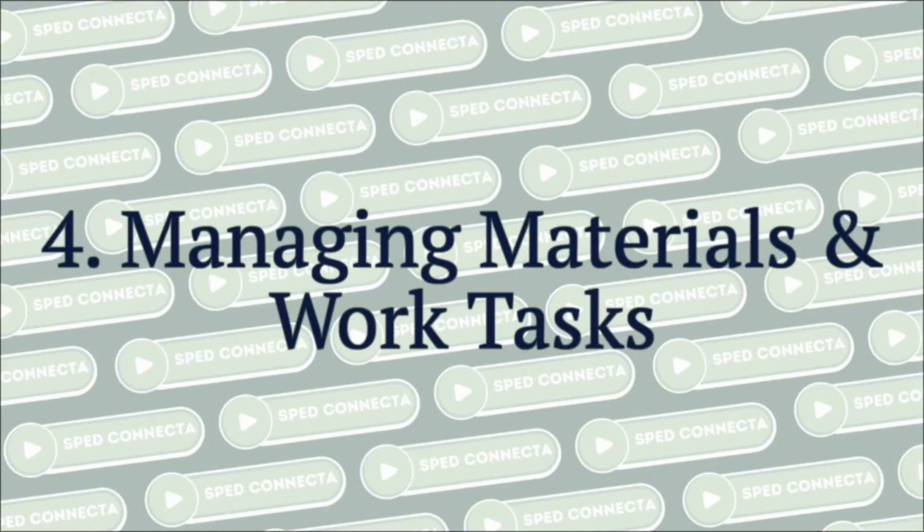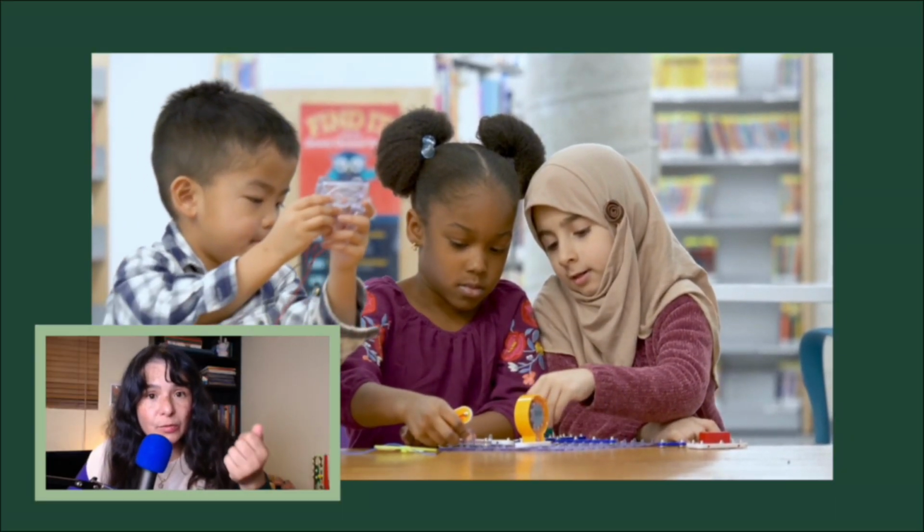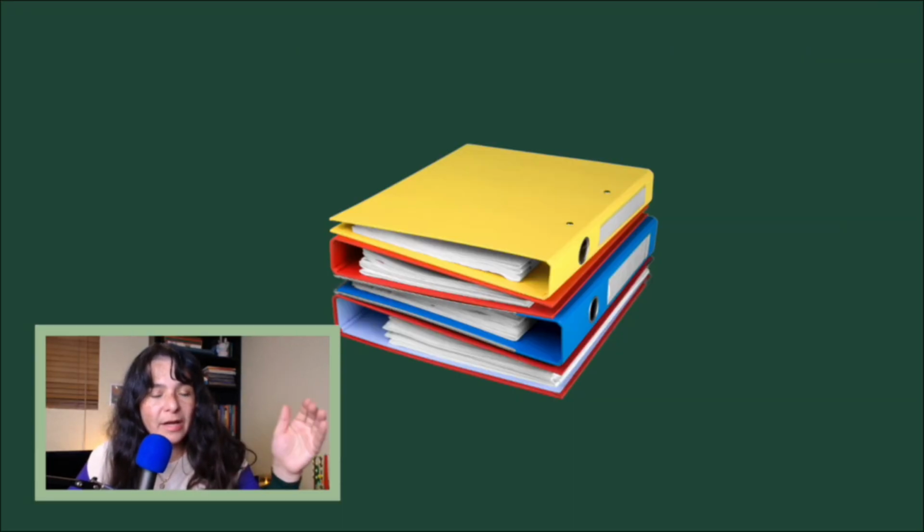And number 4, managing materials and work tasks. This basically puts everything together. So you have to create systems that the students will be able to follow. So for example, when the students come to you in the small group area, you're going to have a binder. In the binder, this is going to be for Nataly. This one is going to be for Nathaniel.